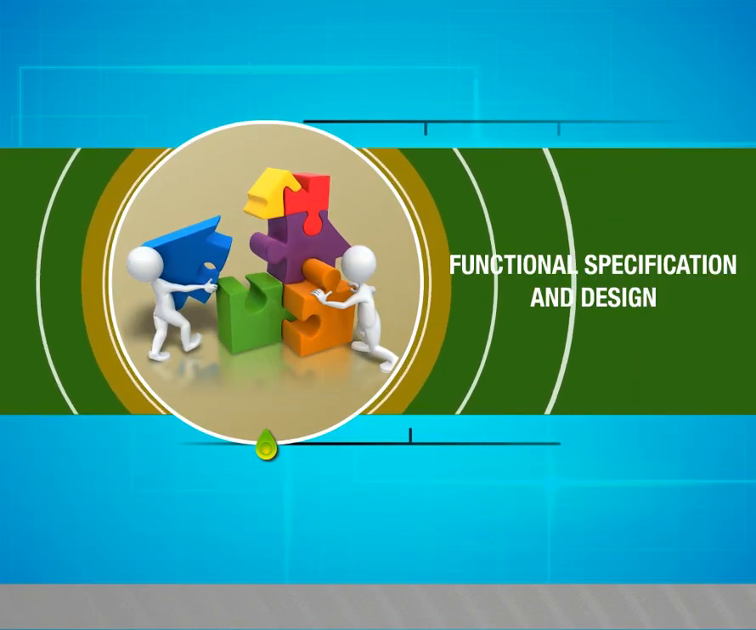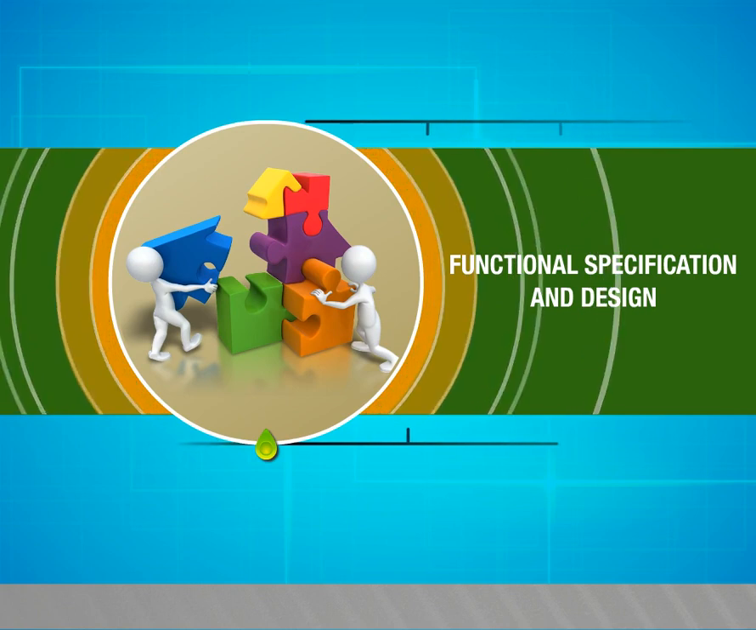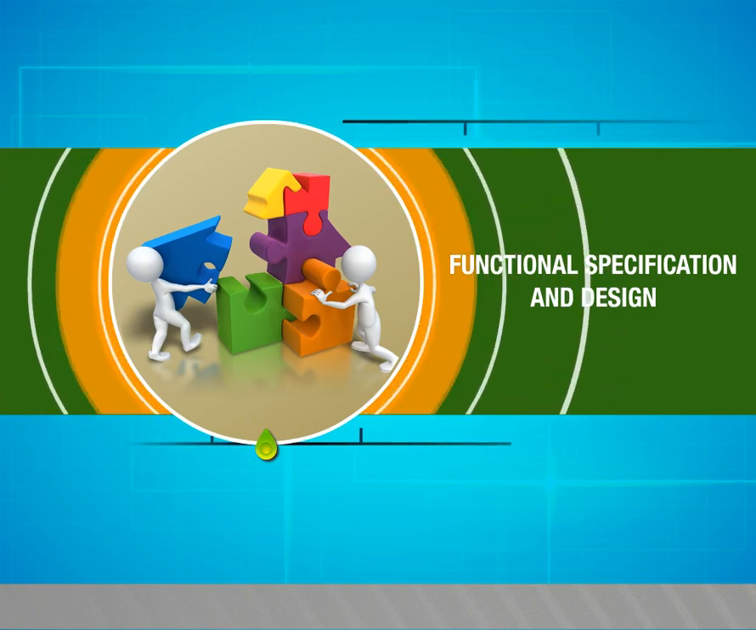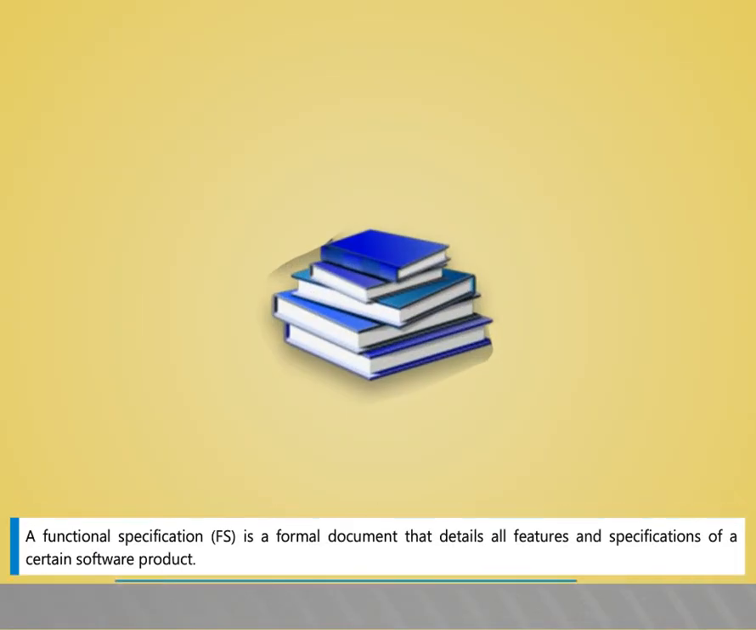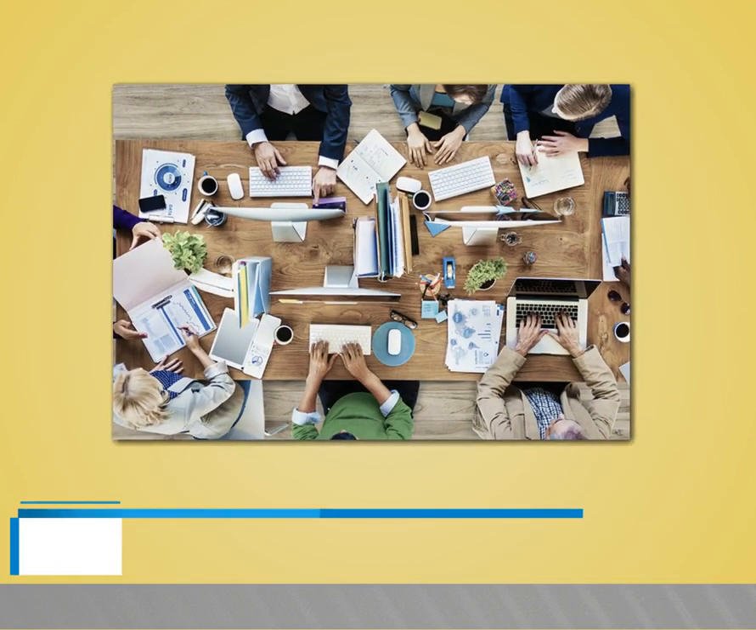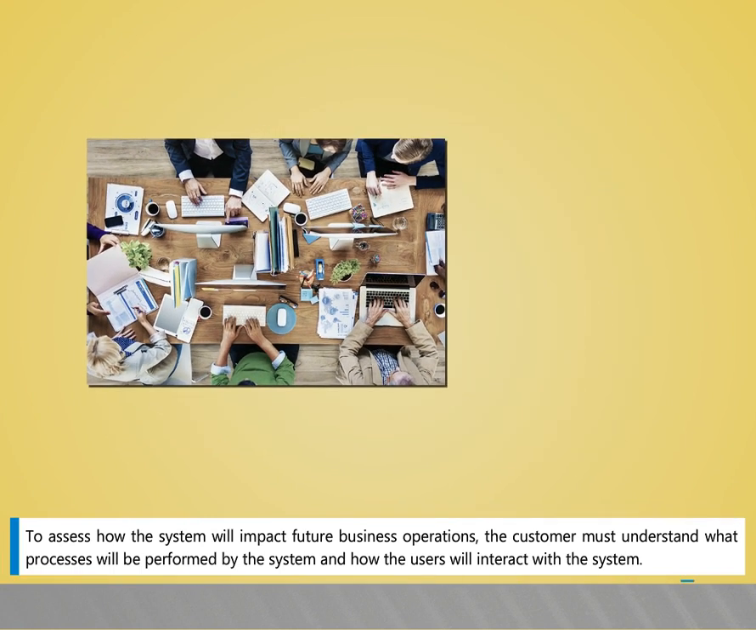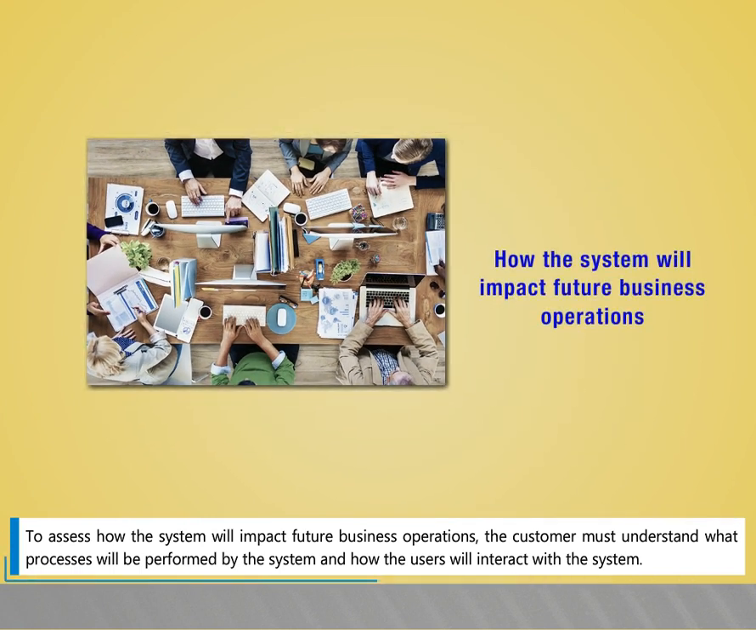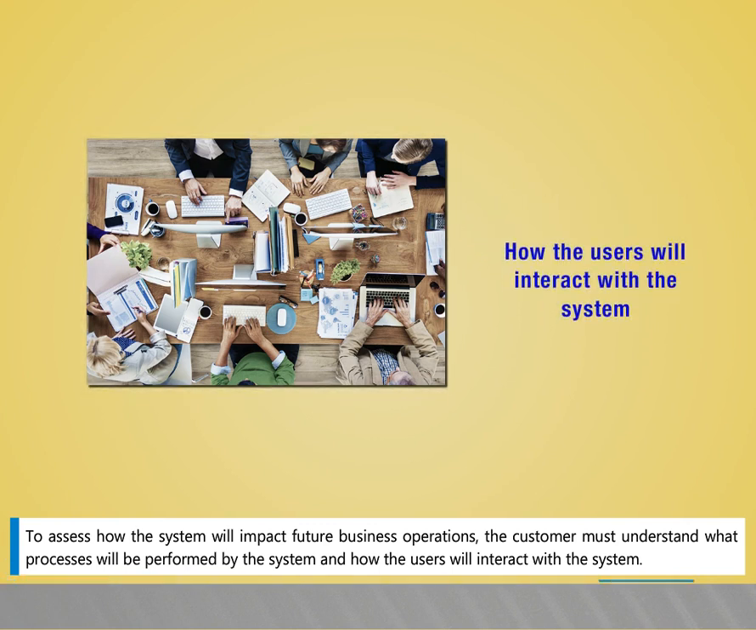Functional specification and design. In this video, we are going to see about functional specification and design. A functional specification (FS) is a formal document that details all features and specifications of a certain software product. To assess how the system will impact future business operations, the customer must understand what processes will be performed by the system and how the users will interact with the system.